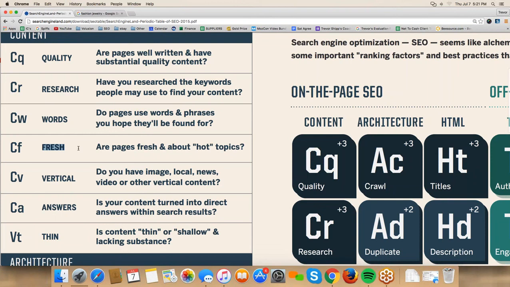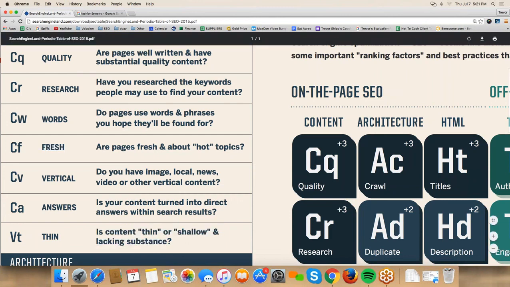Answers. Is your content turned into direct answers within search results? So as you're doing your keyword research, do you have a lot of content on your site for when somebody does a keyword search for why are gas prices going up? Or what's the trendiest fashion jewelry? Or what jewelry is trendy for 2016? Do you have content that actually answers those types of questions? That often impacts rankings.